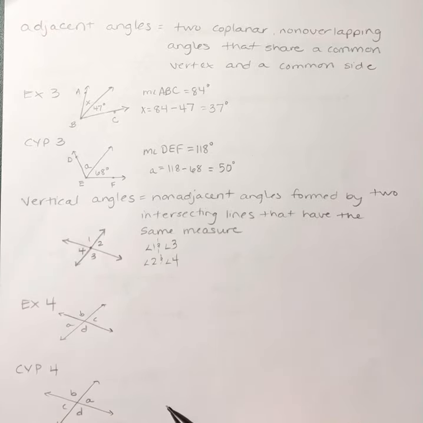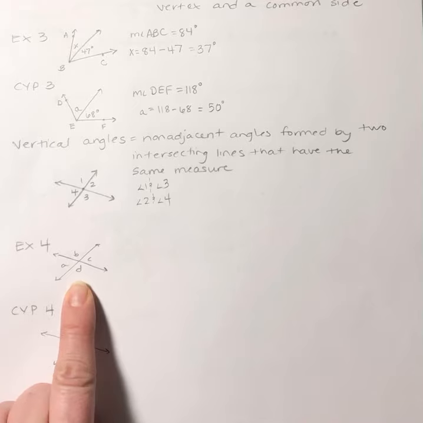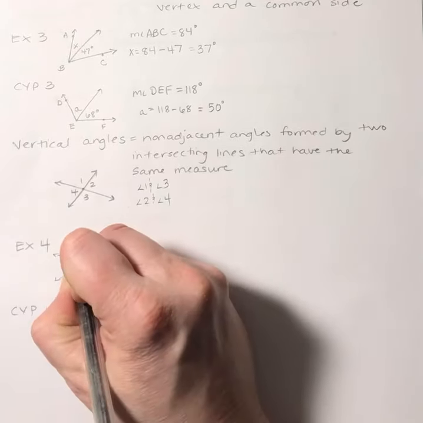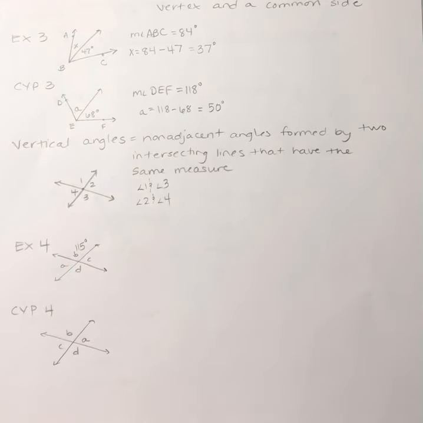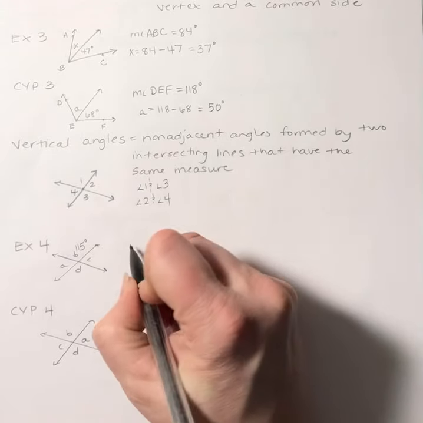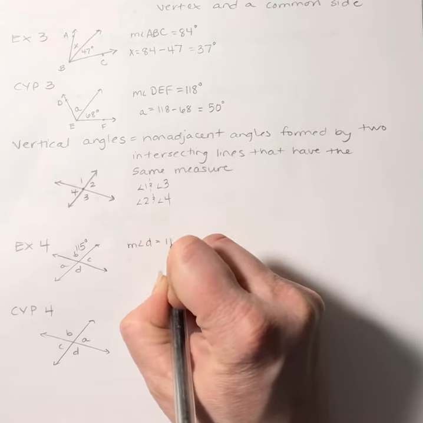So example 4 is on page 369. And this is the picture they give you. It says in the diagram at the right, the measure of angle B is 115 degrees. Find the measures of angles A, C, and D. So vertical angles B and D are 115. So the measure of angle D would also be 115 degrees.